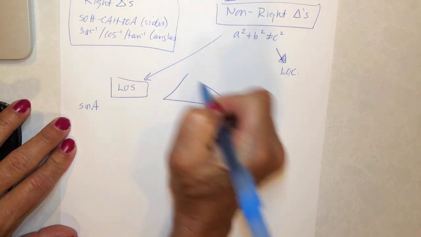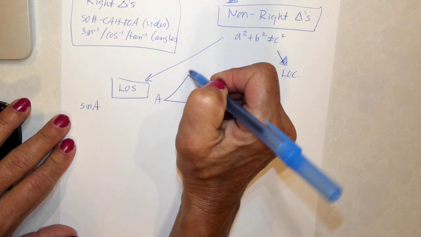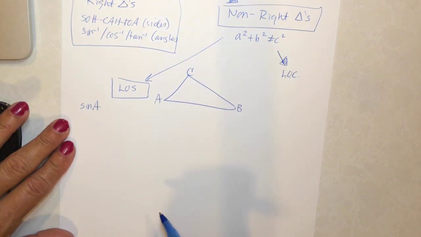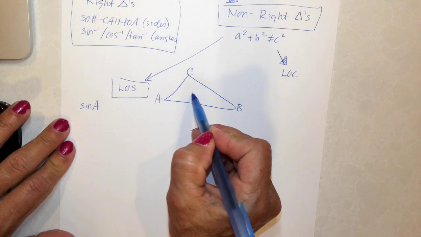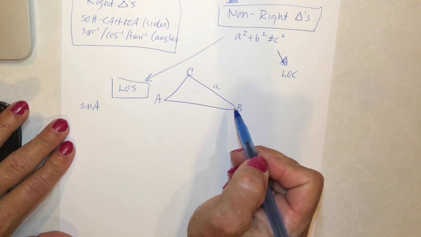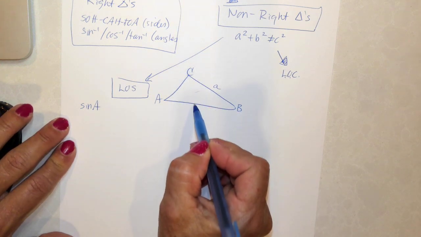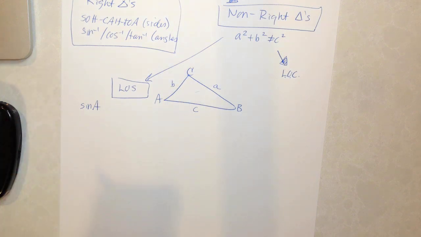If you have a non-right triangle, let's call it A, B, C, it doesn't make a difference who goes where. Capital letters are always going to represent angles. And then if you go straight out from that angle, you're going to hit the side across from it and call it the same letter, but lowercase. So if you leave angle C, you'll come hit here. If you leave angle B, you'll hit this side over here.